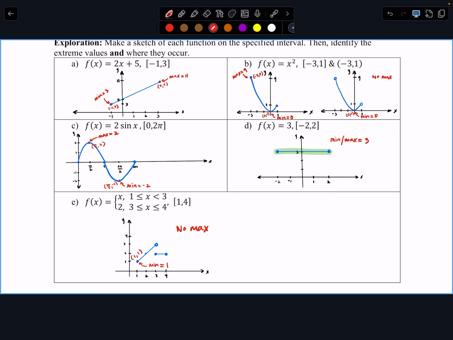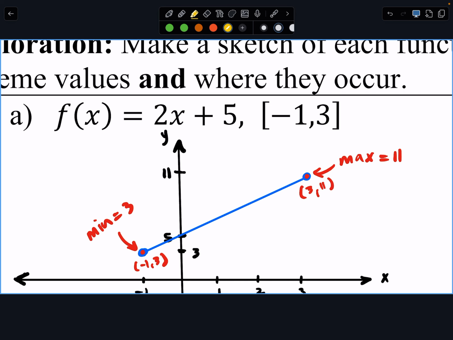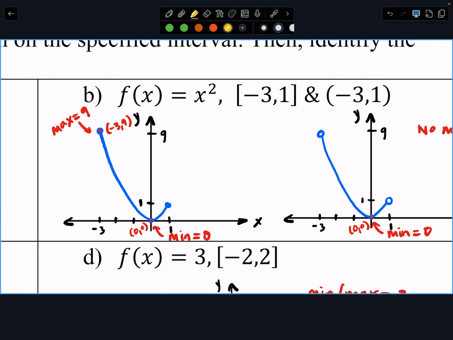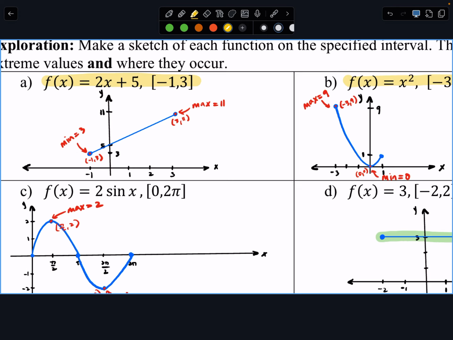Okay. So first of all, why don't we identify which of these graphs are continuous on a closed interval? Is A continuous on a closed interval? Yes. What about our first graph on the interval from -3 to 1 with the brackets? Yes, continuous on a closed interval. What about with the parentheses? No. Continuous, but not a closed interval, right? So we're not going to highlight that one.